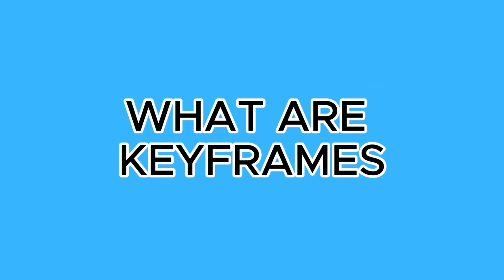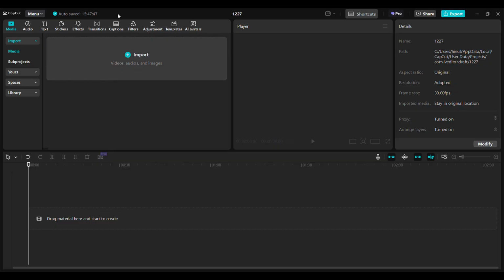What are keyframes? Keyframes allow you to make changes to all the different elements in your timeline by placing points at different parts of the timeline. If this doesn't make complete sense, then it's okay. It's usually a lot easier if you see these done in action.